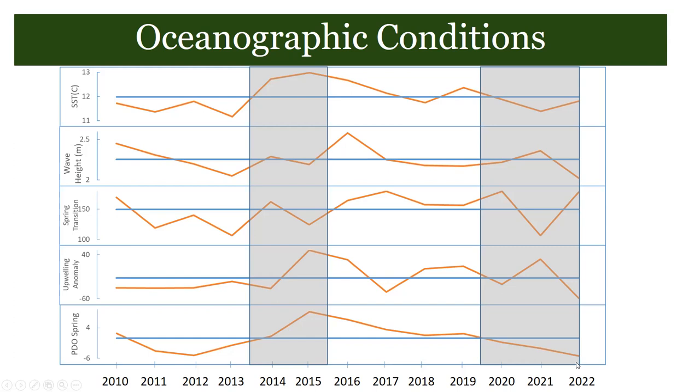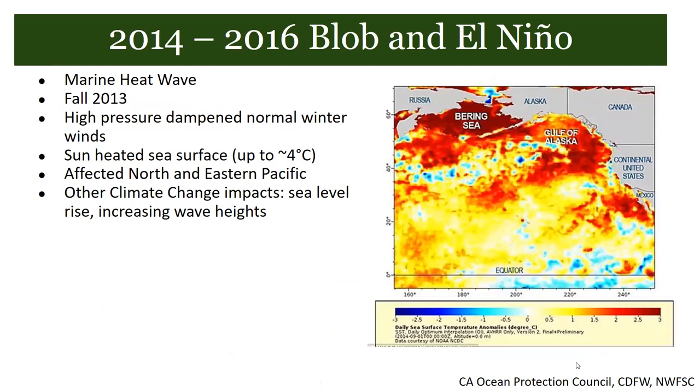The other reason I'd like you to focus on this time period in particular, 2014 and 15, is because we had a very large marine heat wave, which was nicknamed the Blob, which was followed in 2016 by an El Nino event. The marine heat wave, the Blob, started in the fall of 2013, and it's basically the winds, because of a high pressure event, the winds turned off, water basically became stagnant, allowed for sun to heat up the sea surface, and that increased temperatures, sometimes up to 4 degrees Celsius in certain times and in certain places. This affected the whole North and Eastern Pacific, including off of our coast.